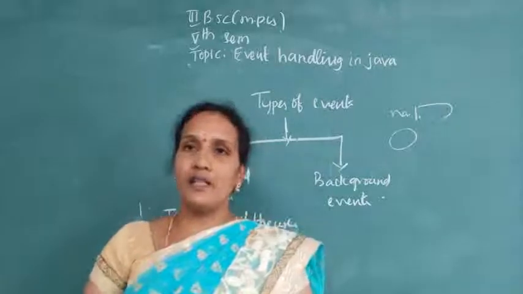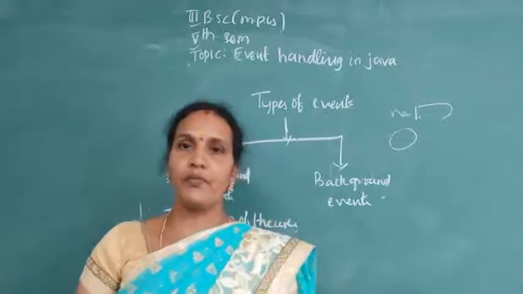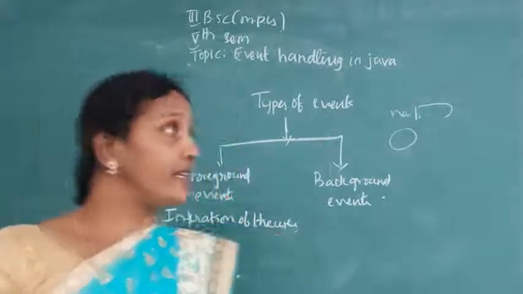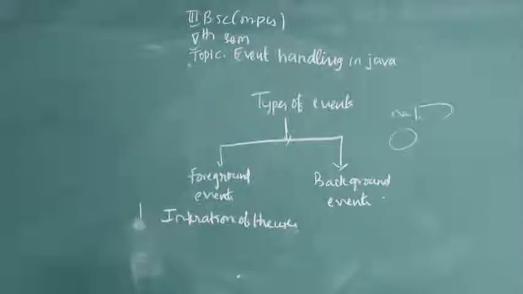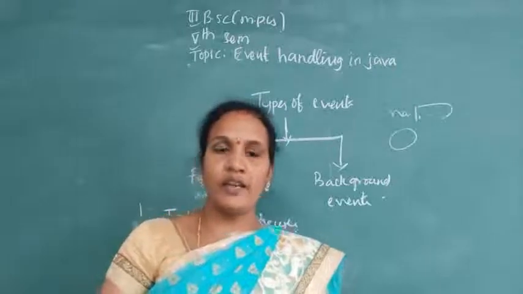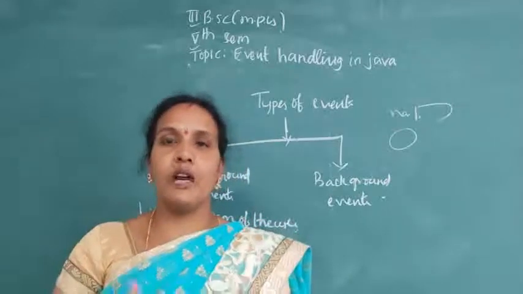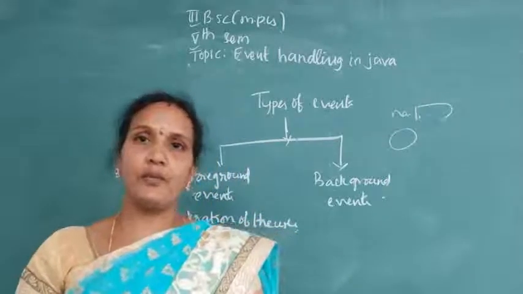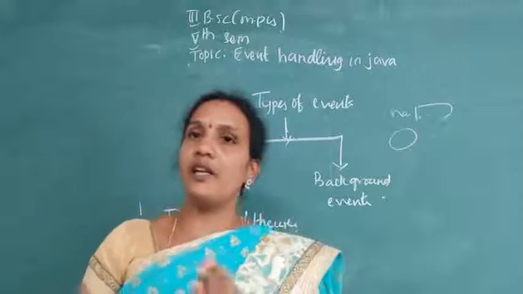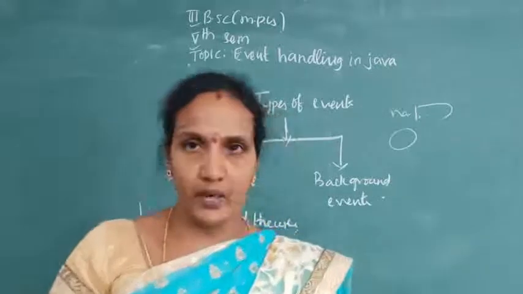Now, the second one is background events. Background events are nothing but the events which do not require user interaction. So what are the background events? The events which do not require any interaction from the user. For example, any file is missing or any interrupt. For example, any error is generated, any hardware or software failure, any operating system file missing. Such types of events are not directly related to the user. They are related to the system. So this type of events are called background events.